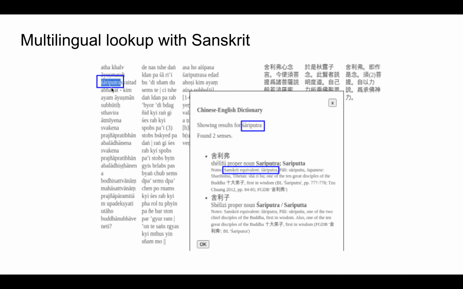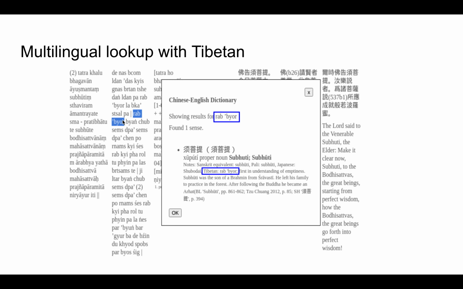And here I've looked up by Sanskrit, this is for Shariputra, and the name has diacritics above several of the characters there. And Tibetan here, which is also Subhuti's name, and it normalizes the Unicode version of the apostrophe there to the regular apostrophe.